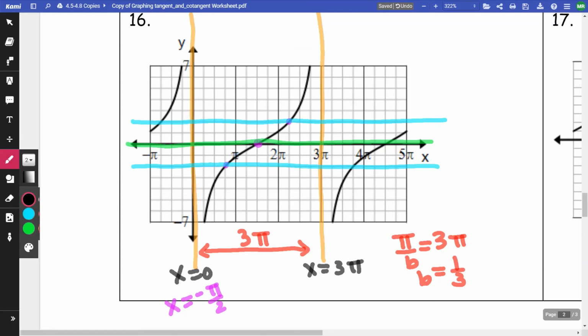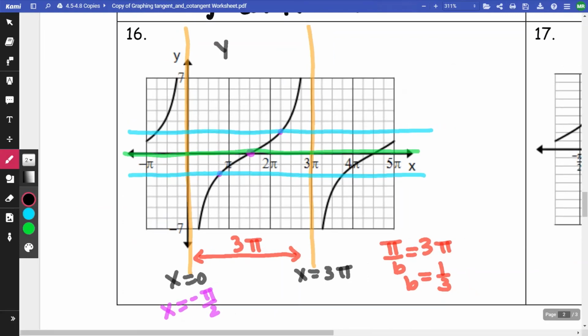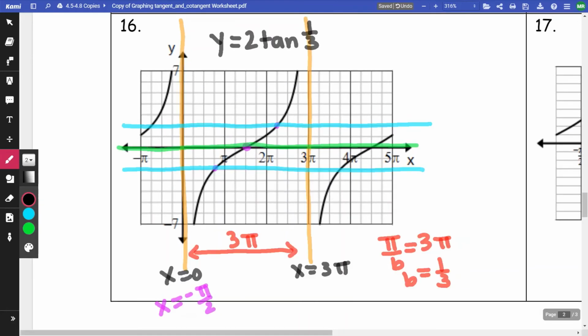So far what I know is that it's going to be y equals 2 tangent. Now I have a 1/3. I don't have a vertical shift up or down, but I have a 1/3 for my b. So a couple ways you can think about doing this: how did you move from where you should have been? My asymptote should have been at negative pi halves. It is at 0. So how much was it shifted? It was shifted to the right pi halves.